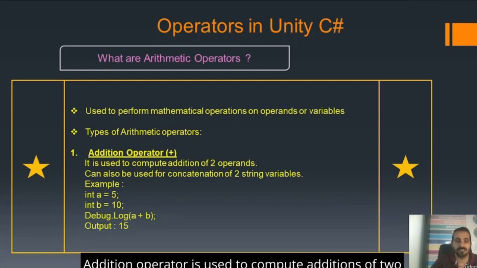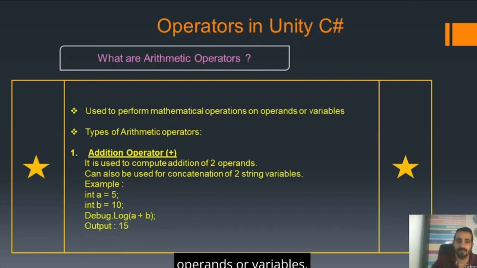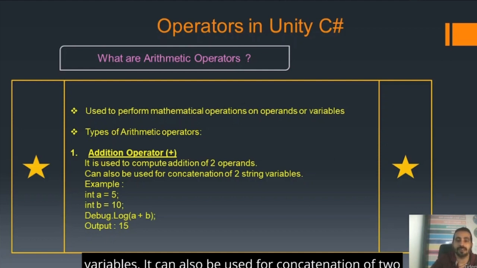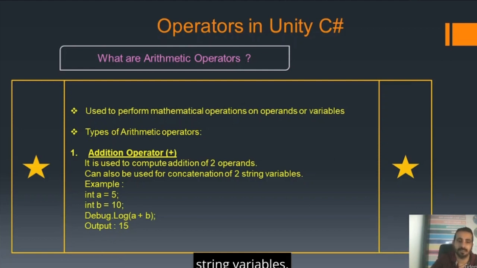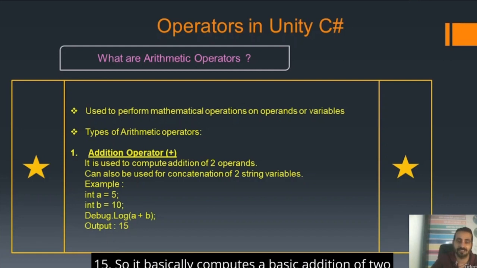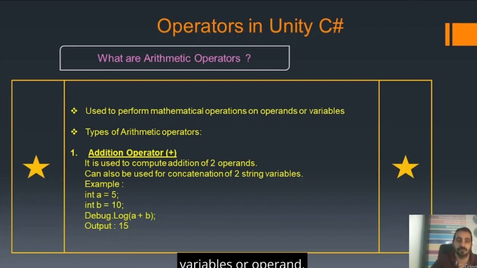The addition operator is used to compute the addition of two operands or variables. With this operator, we can basically add two operands or variables. It can also be used for concatenation of two string variables. For example, if we have int a equals 5 and int b set to the value of 10, then the output for the addition would be 15. So it basically computes a basic addition of two variables or operands.